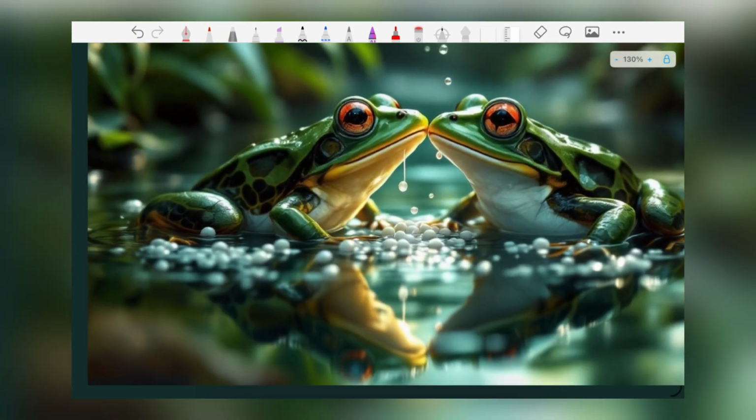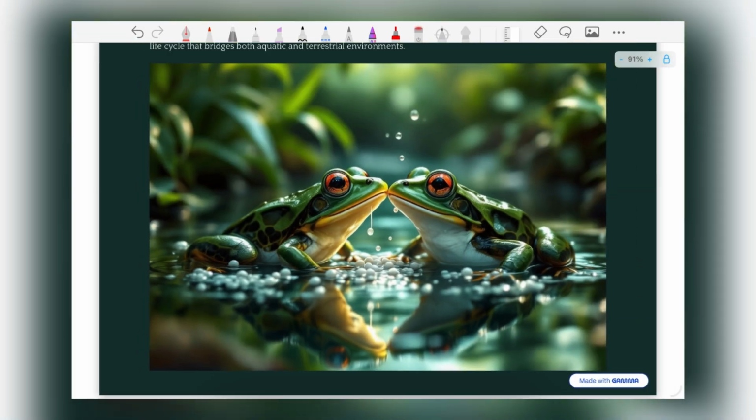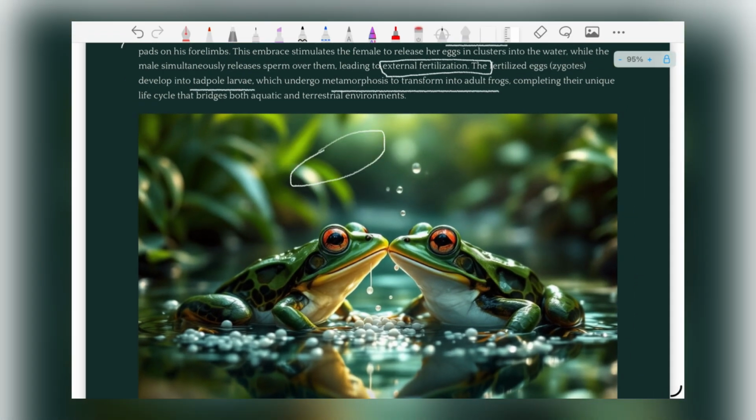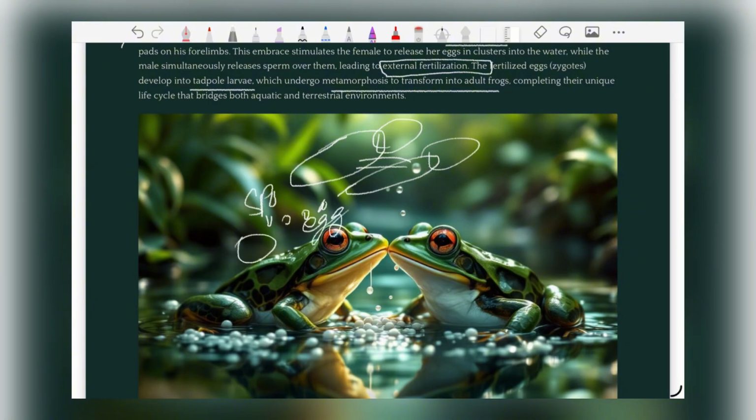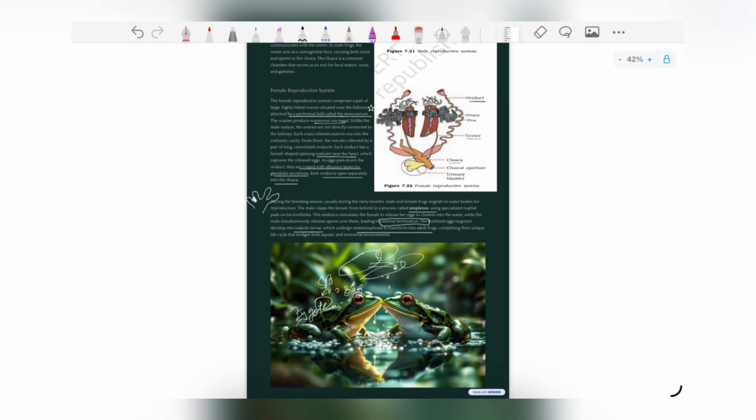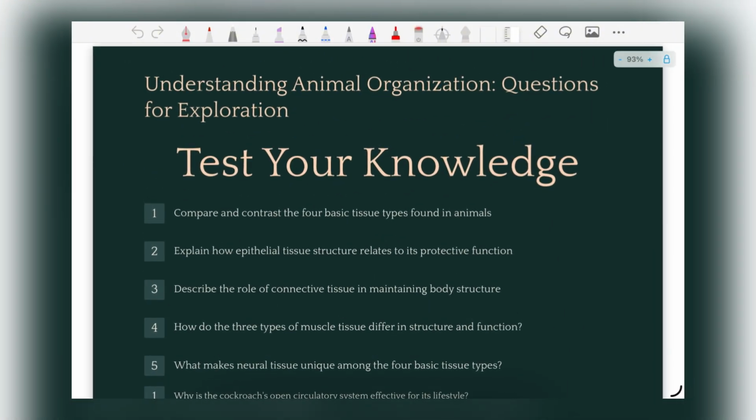Well, this is the image, but the actual thing is just like this. Here come the eggs, here come the sperms, and here it fertilizes and forms the zygote.